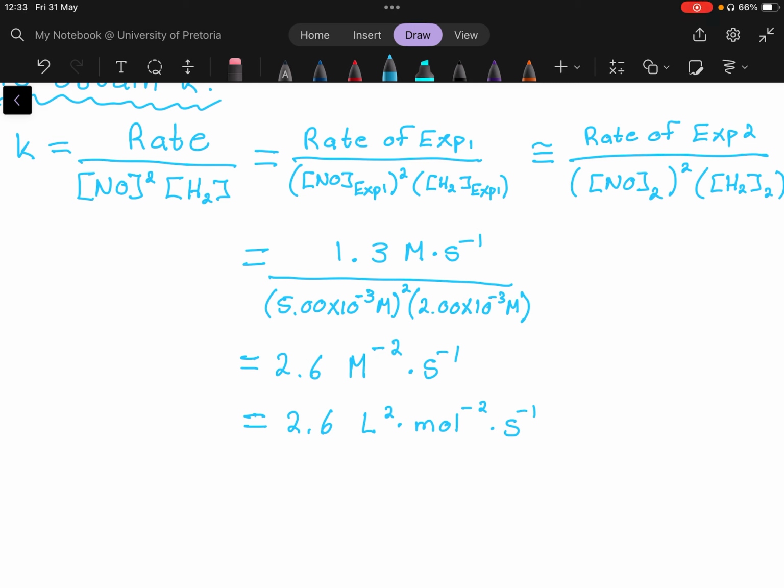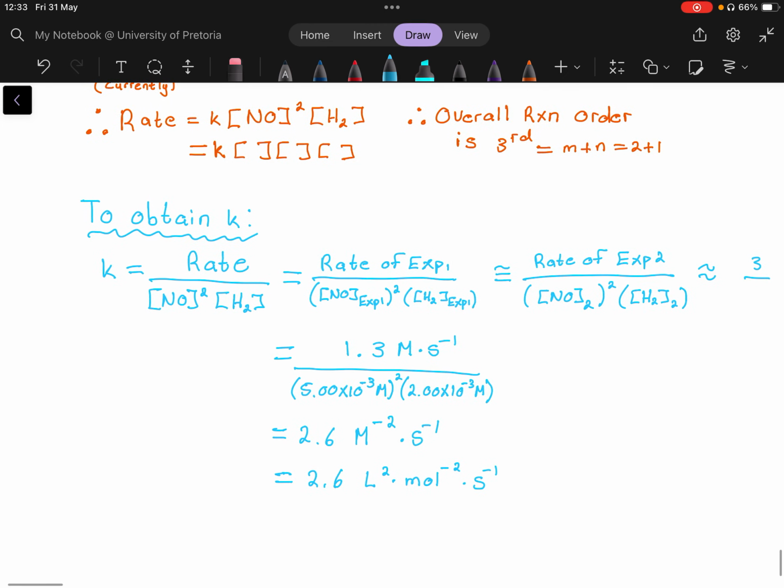Do yourself a favor and calculate it with experiment 2's data set and experiment 3's data set and see if you roughly get the same answer. You might not get exactly the same answer, but roughly. And of course, in any test or exam setting, you will be given the opportunity, you may choose any set of data. Yeah. So that's how you determine the overall reaction order.